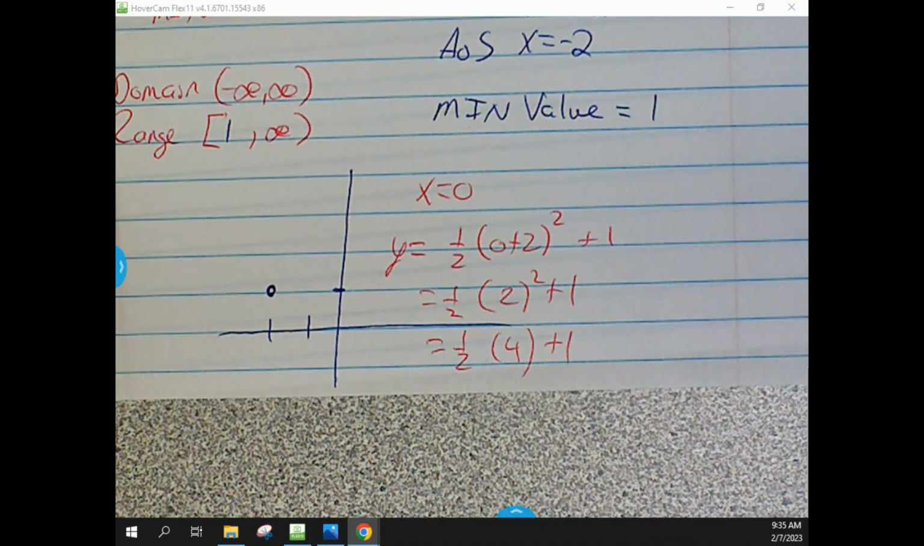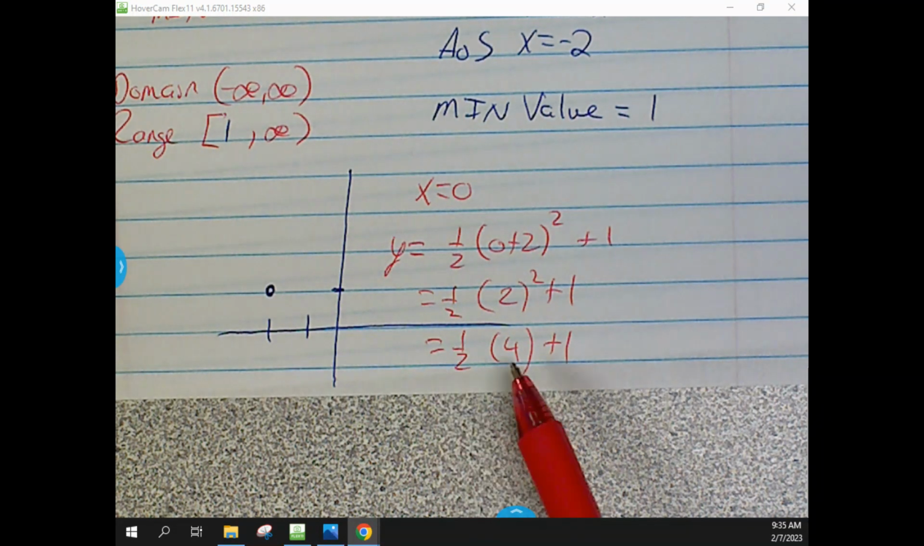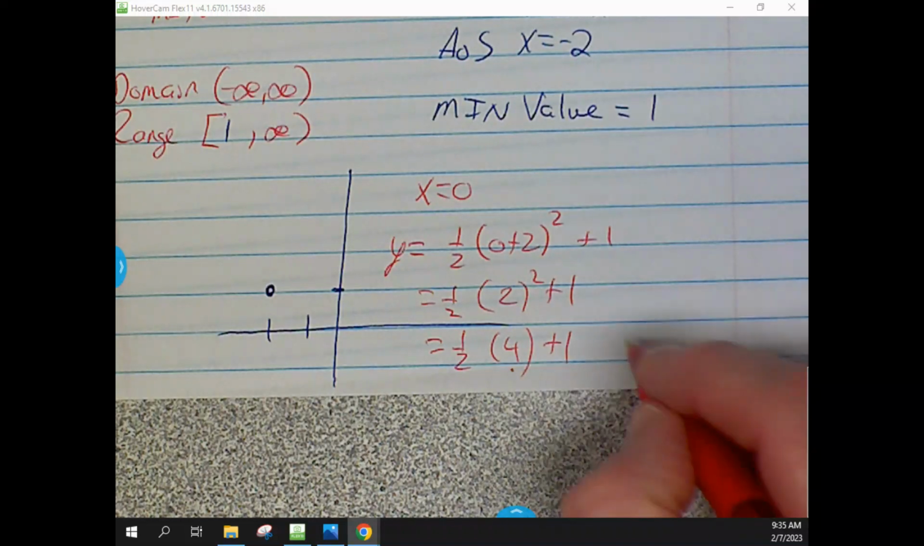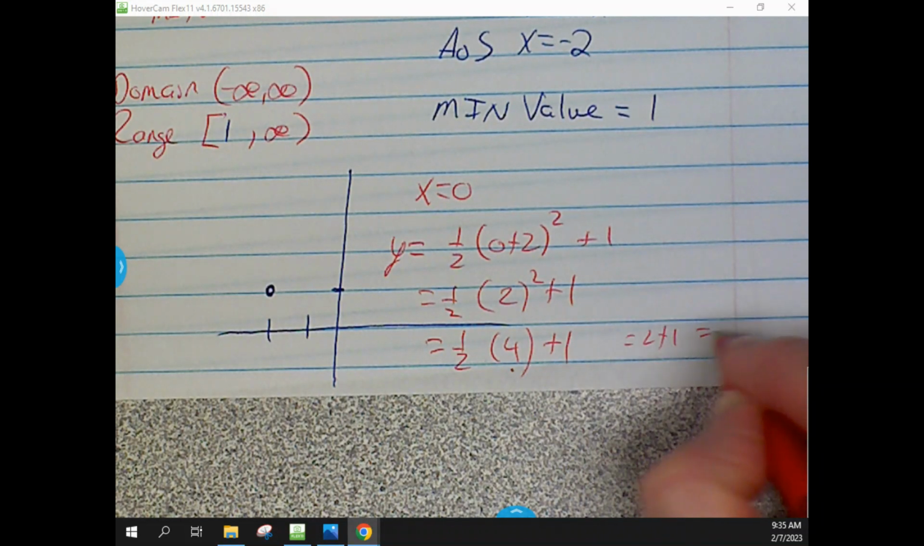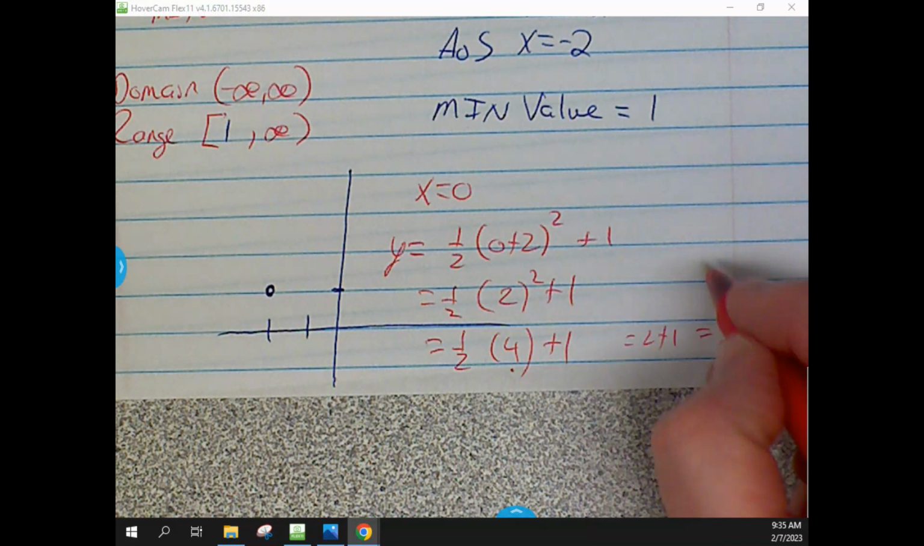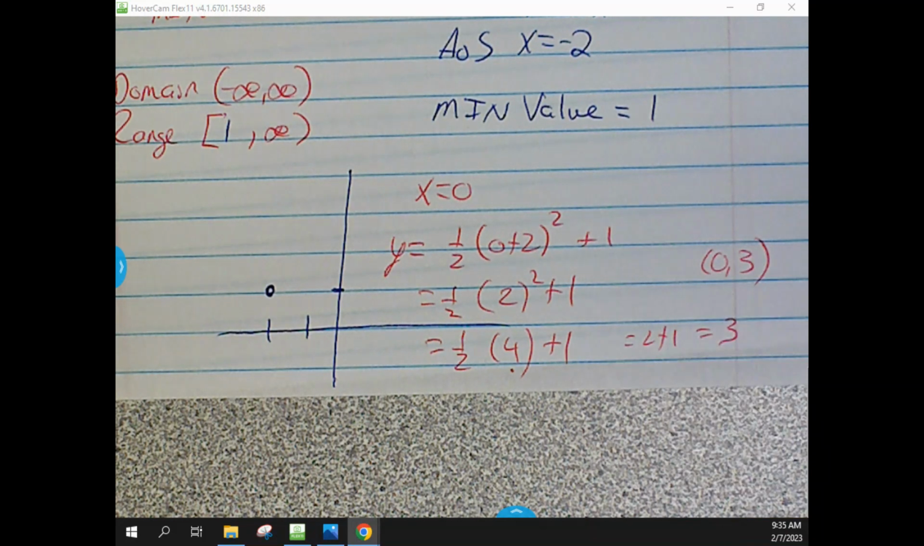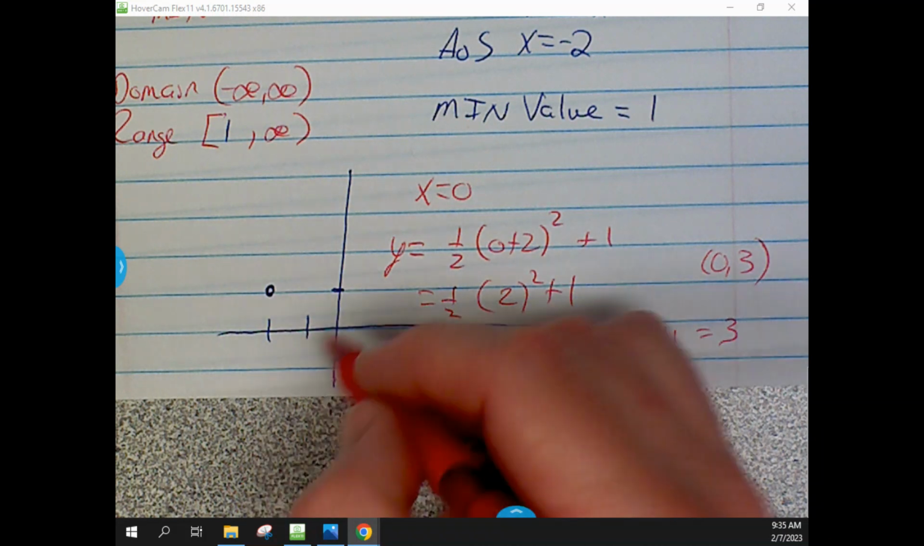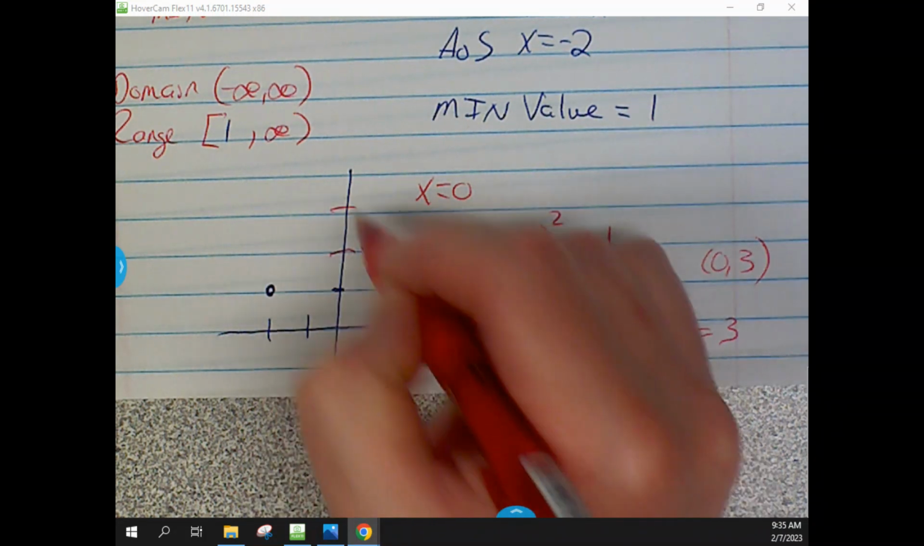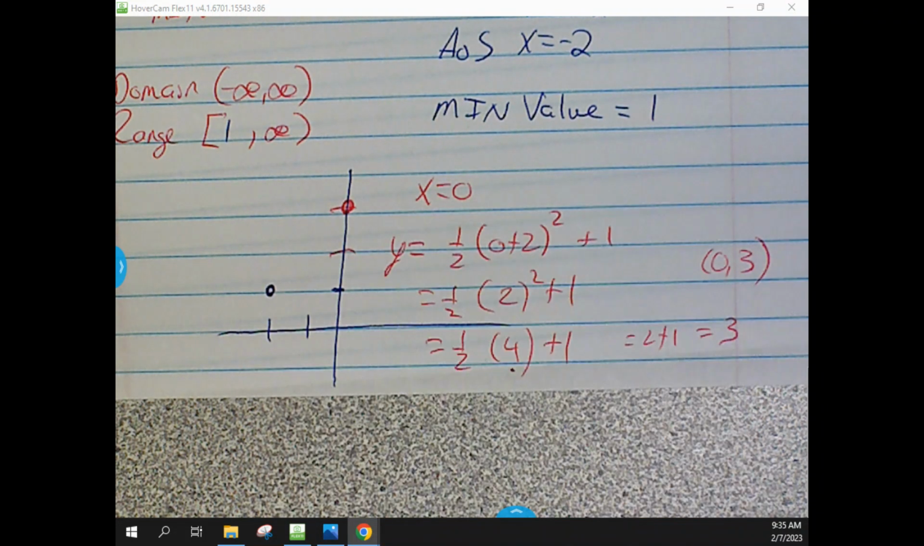And here's why we picked that number, because then we're going to do half of 4. As long as that's an even number, that's easy to do. Half of 4 is 2. So that's 2 plus 1, that is 3. So the next point that's easy to graph on this graph is the point at 0, 3. So that would put us right there.